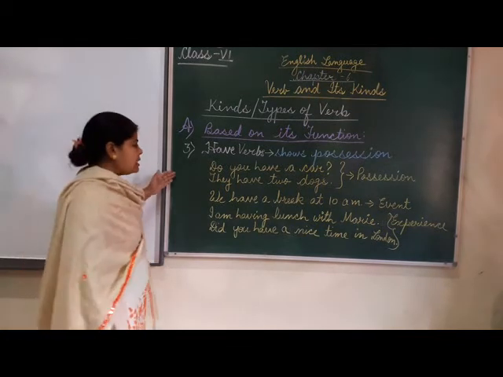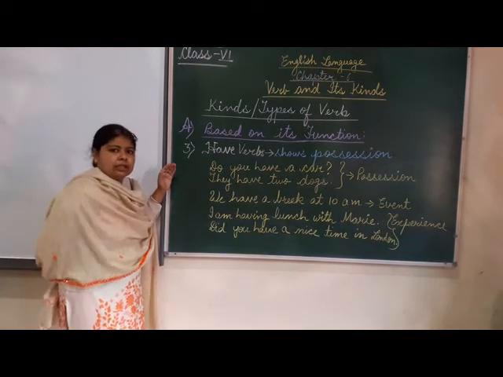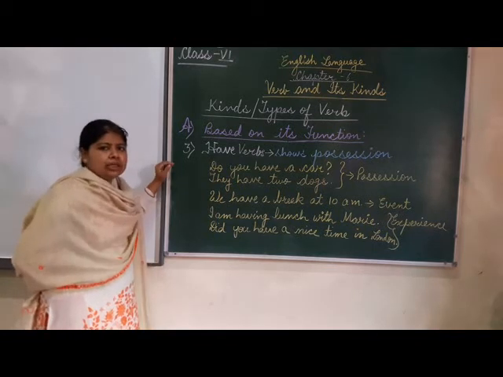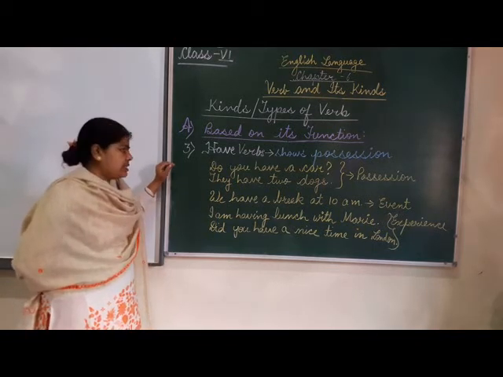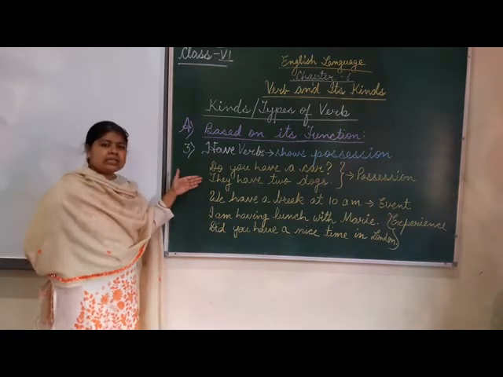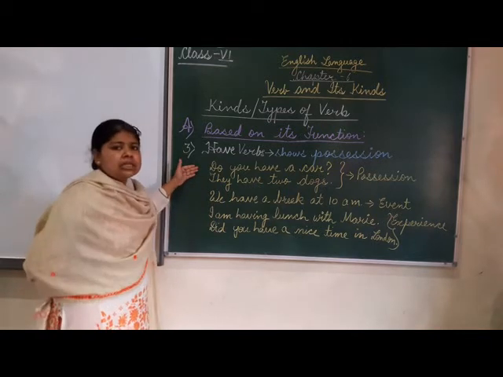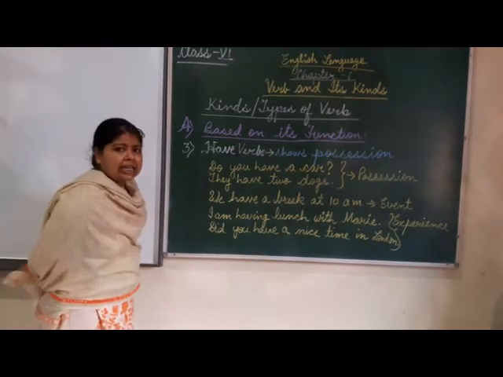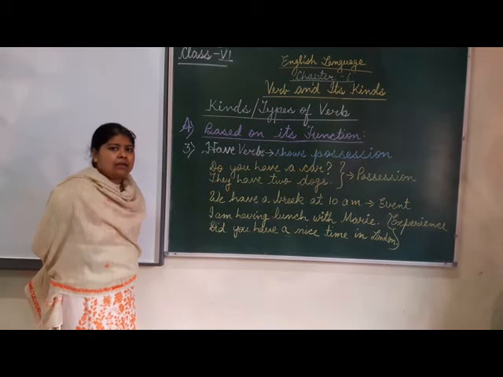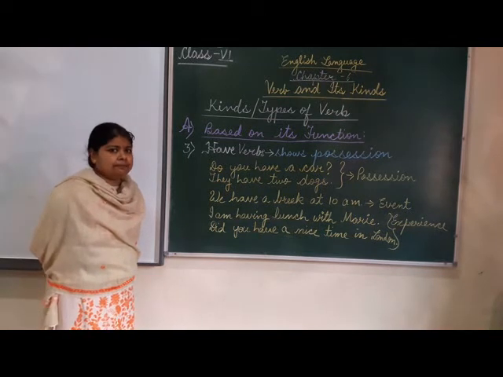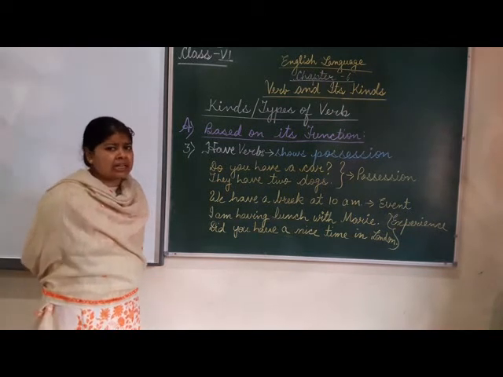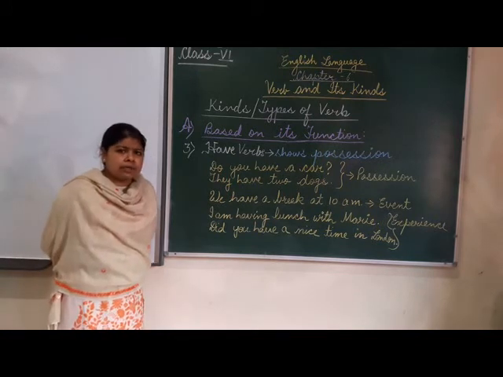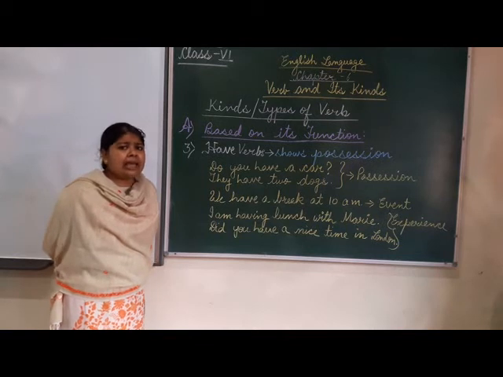Now students, you can see I have written a few examples here to make it clear how the have verb shows possession or event or experiences. Now in the first two sentences, as you can see, I have written the example of possession. Here the first one is, do you have a car? Kya tumhare paas car hai? Means do you possess a car? The second one is, they have two dogs. Unke paas do kutte hain.